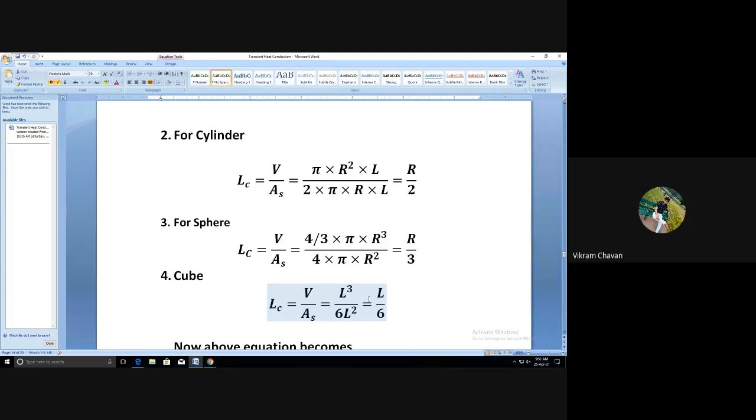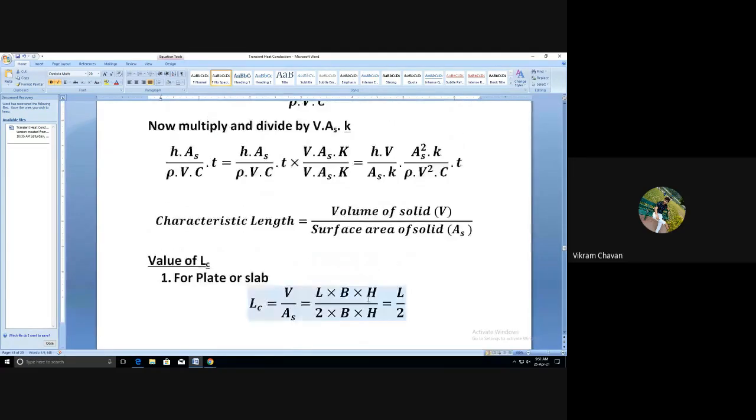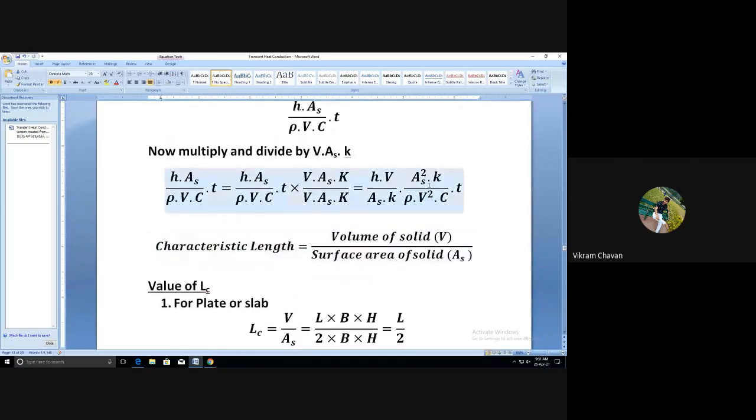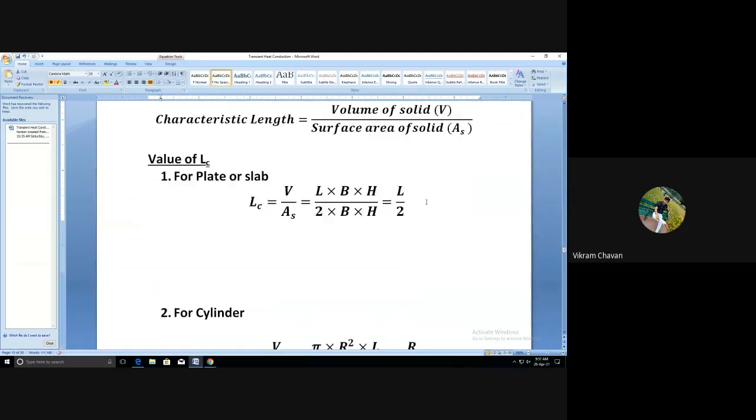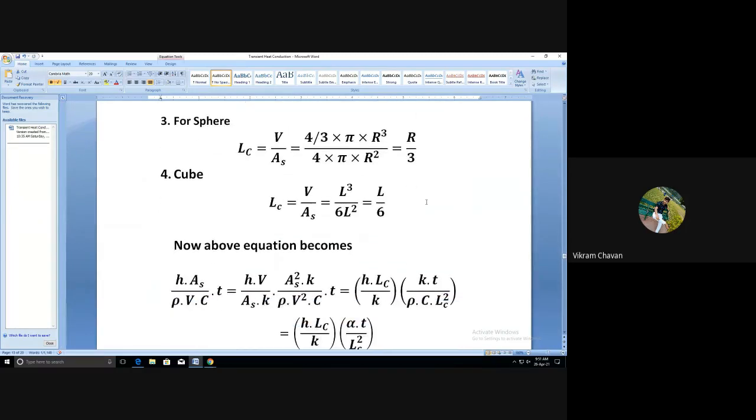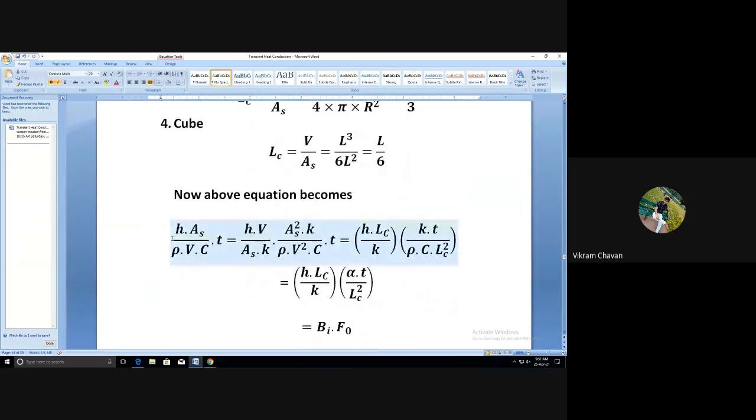Now in the previous equation, the volume divided by surface area is there. So instead of that, we can put the characteristic length, and where surface area squared divided by volume squared is there, we can put 1 upon LC squared, 1 upon characteristic length squared. So now the above equation becomes, what is our equation? This particular quantity we are converting.